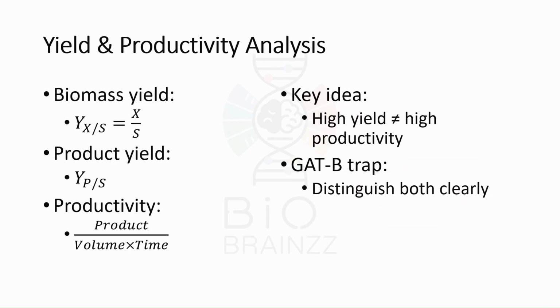Yield shows how much product is formed from substrate. Productivity shows how fast the product is formed. These two are different, and this is a common exam trap. A system can have high yield but low productivity, so both should be understood clearly.